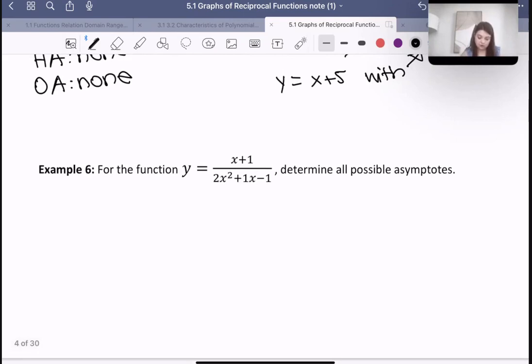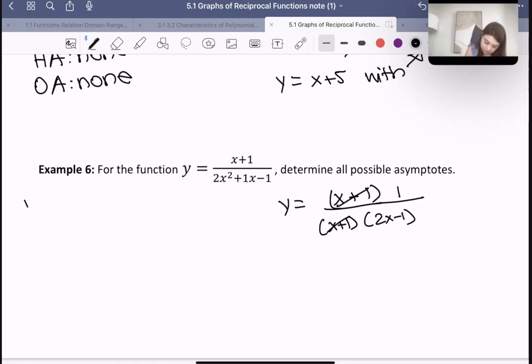It says for this one, determine all the possible asymptotes. So first thing I'm going to do is factor this. y is going to be equal to x plus 1 times, let's see, we can factor this as x plus 1 times 2x minus 1. And so these cancel. So our only vertical asymptote here is going to be x equals 1/2. Okay, x equals negative 1 is a hole, not a vertical asymptote.